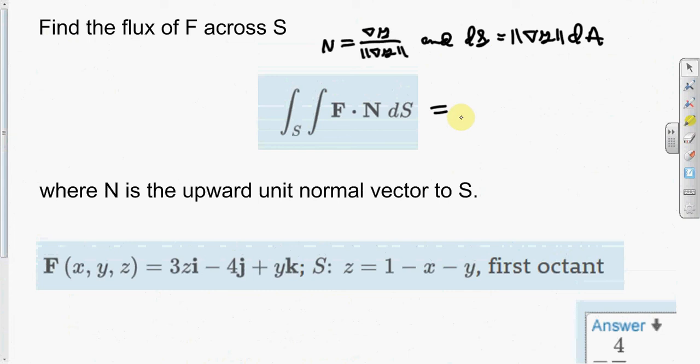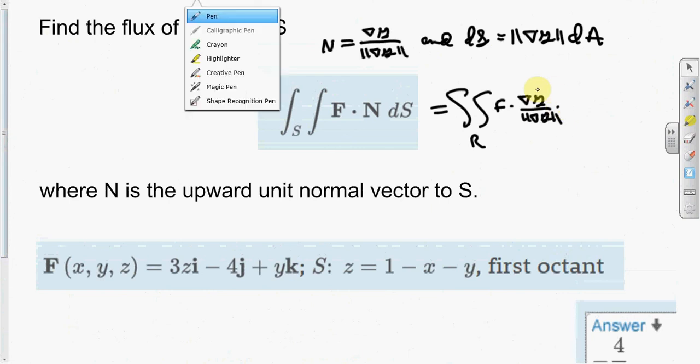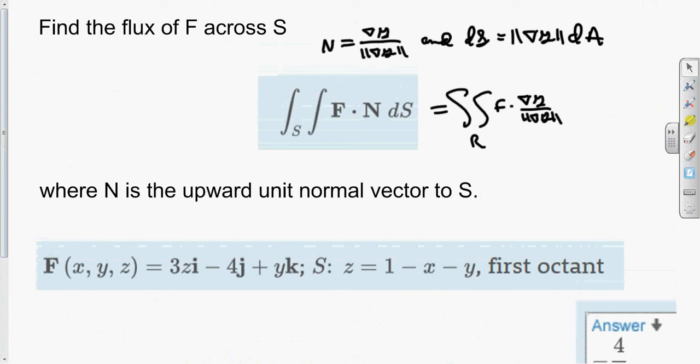So this is reduced to the double integral over the region of F dot product. Here I have N, that's the gradient of G divided by the norm of the gradient of G. It's not a dot product, it's just times there. I'm not going to put that so you don't get thrown off. Then times ds, that's the norm of the gradient of G, dA.